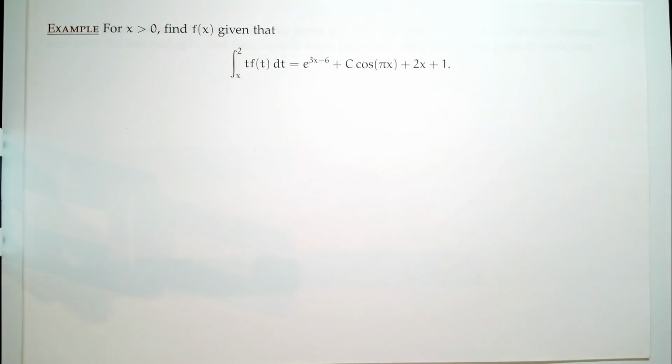Well, let's try another one. For x greater than 0, find f of x, given that we have this expression. The integral from x to 2 of t f of t dt is e to the 3x minus x plus some constant times cosine of pi x plus 2x plus 1. So I have to figure out what is the right expression for f of x.